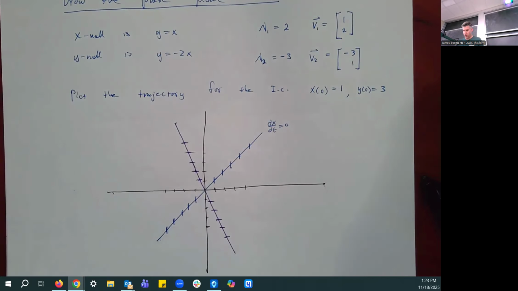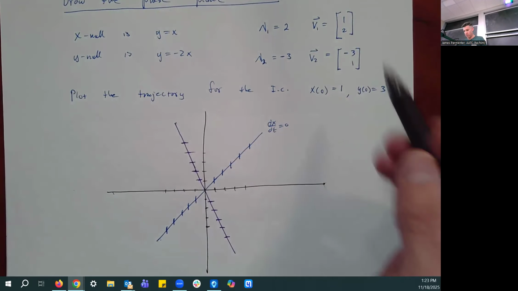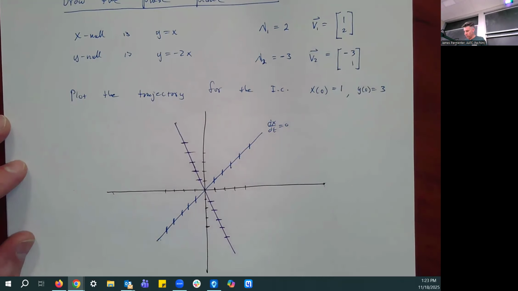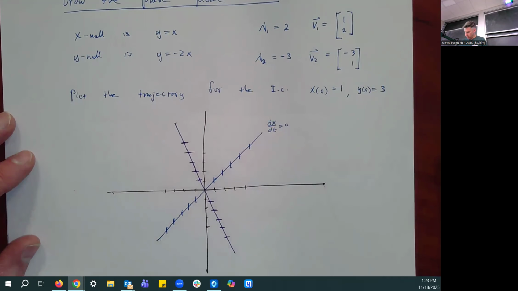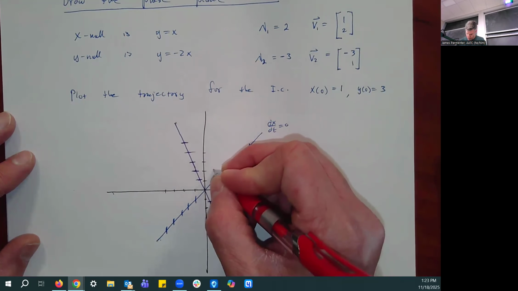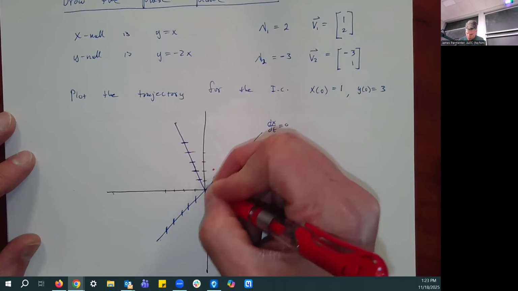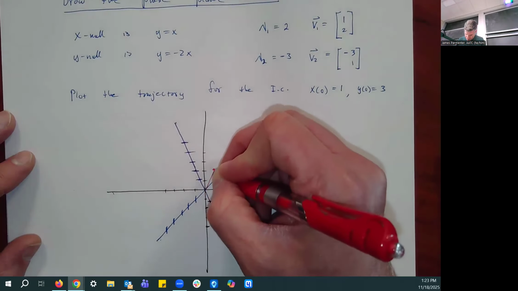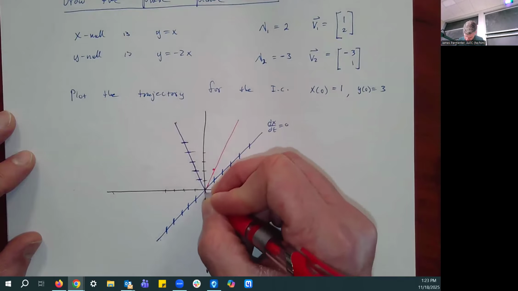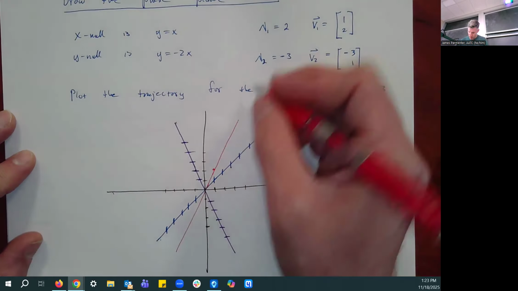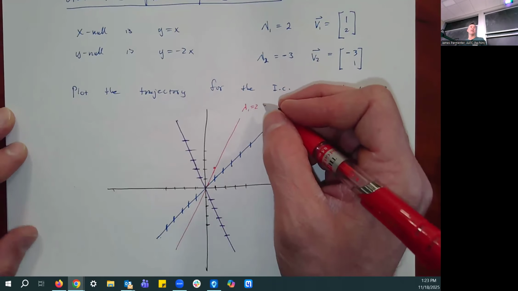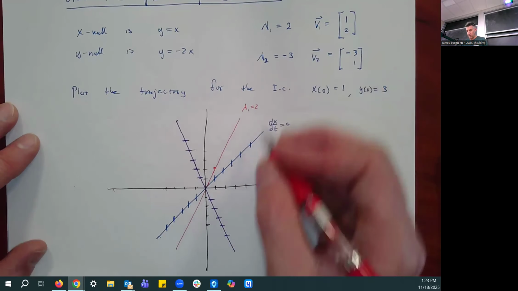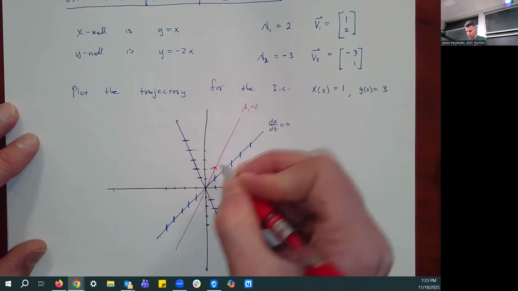And then we have our eigenvectors. The eigenvector (1, 2) goes over 1 and up 2. Let's use a different color here, red. So over 1, up 2, it's going to look like that. And that's for lambda 1 equal to positive 2. So along that eigenline, or that eigenvector direction, we should be pointing away from the origin.